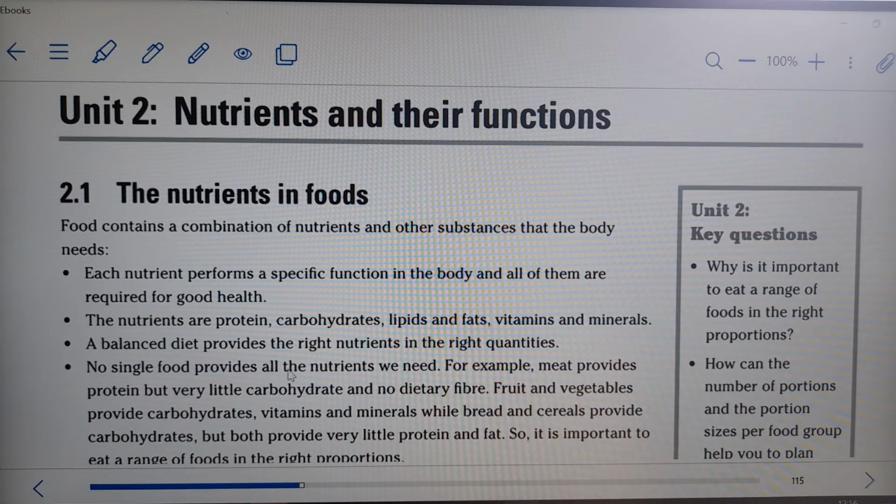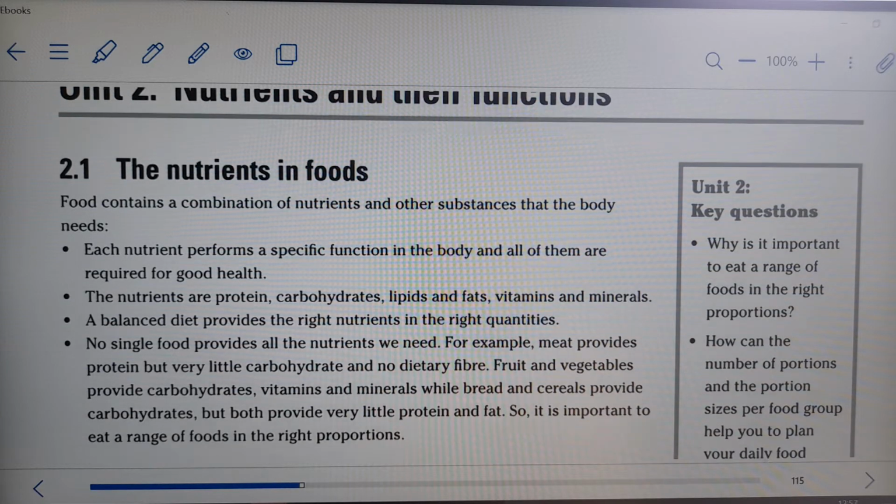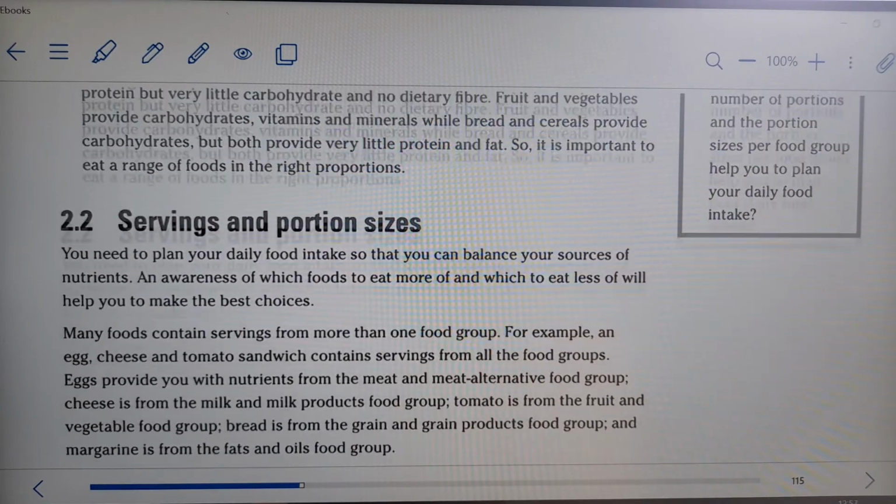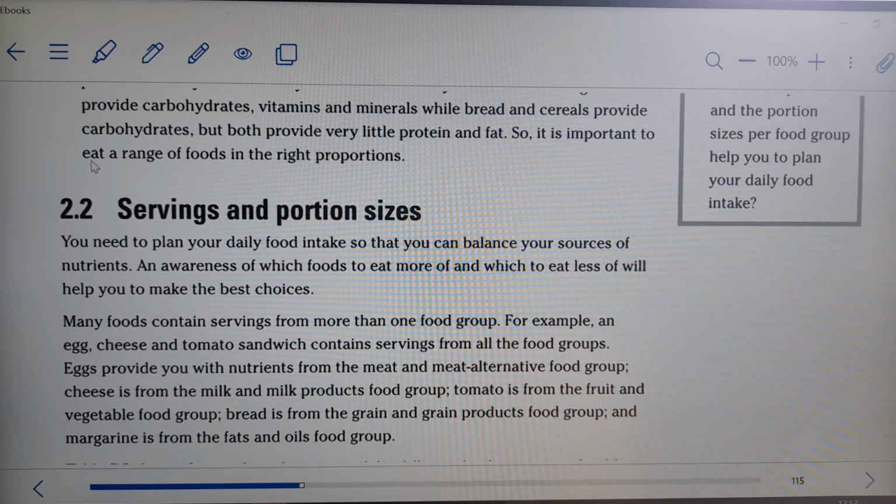No single food provides all the nutrients we need. For example, meat provides protein but very little carbohydrate and no dietary fiber. Fruits and vegetables provide carbohydrates, vitamins, and minerals, while bread and cereals provide carbohydrates. But both provide very little protein and fat. So it is important to eat a range of food in the right proportions so you get all the nutrients.